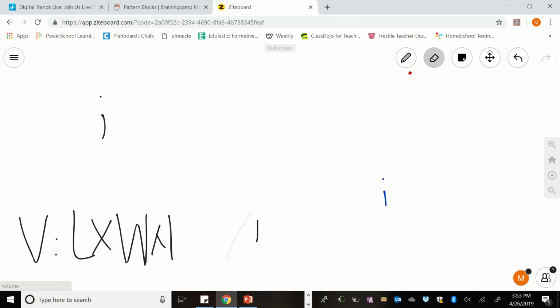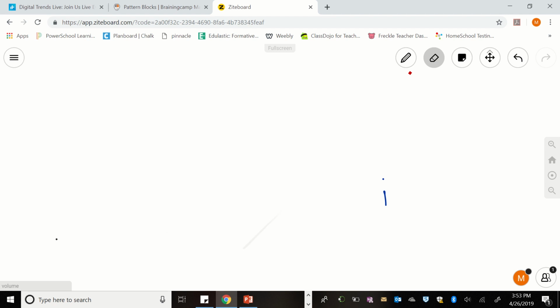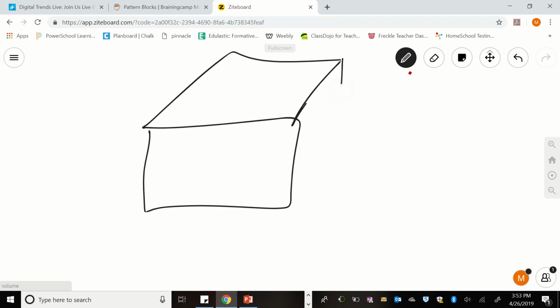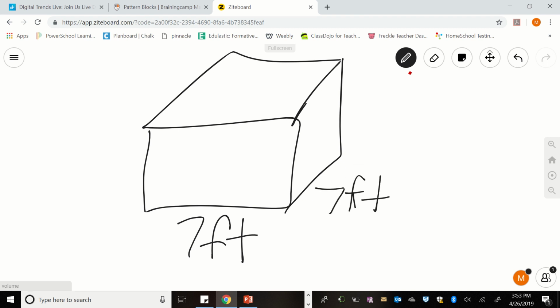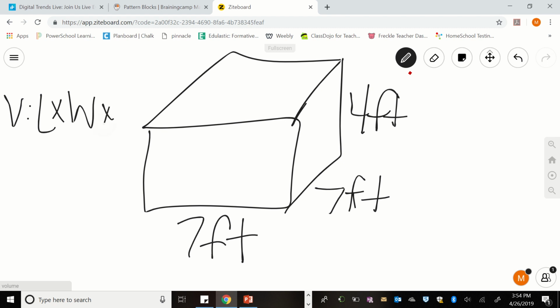Let's do another one, and this one I want you to do with me. So go ahead and pull out a marker. I know I probably can't see you, and that is okay, but I want you to do it anyway. Let's say I have a rectangular prism that is 7 feet in length, 7 feet in width, and 4 feet high. Again, volume is length times width times height.